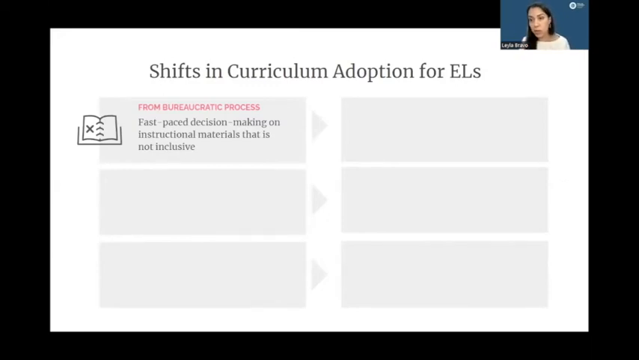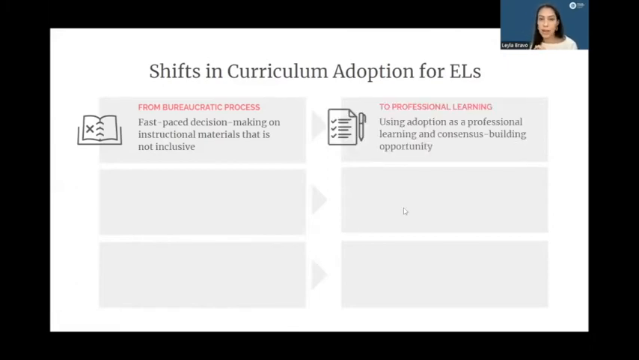So often what we've been seeing in the field are the following. Sometimes processes are very bureaucratic. So there's fast-paced decision-making on instructional materials, and so it's not always an inclusive process. What we're hoping to see as a shift in that is, next slide, please, using the adoption process as actually a learning opportunity and a consensus building opportunity. So we can use adoptions as a point where people learn about what is inclusive, what support for English learners really looks like. Next slide.